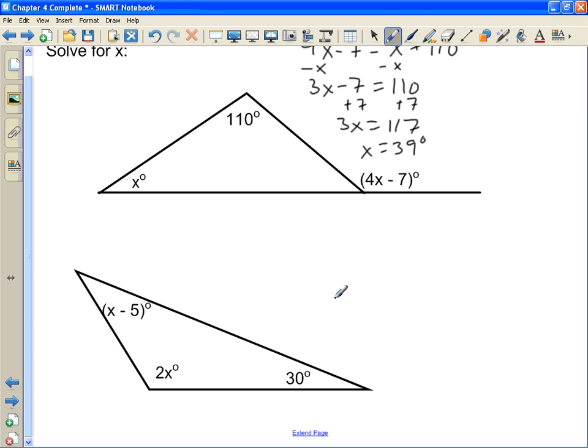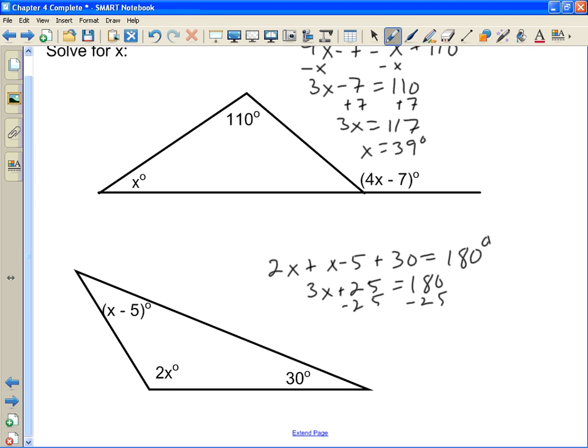This next one, I don't have any exterior angles, but I do have all three of my angles here. And I know that all three angles of a triangle should add up to be 180 degrees, because every triangle has a total of 180 degrees inside. So I can solve this. I get 2x plus x, that's 3x. Negative 5 plus 30 is 25. This equals 180. If I subtract the 25, I get 3x equals 155. Divide by the 3, and x is going to be 51 and 2/3 degrees.